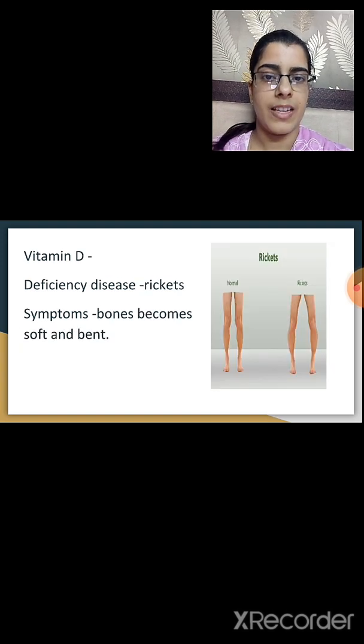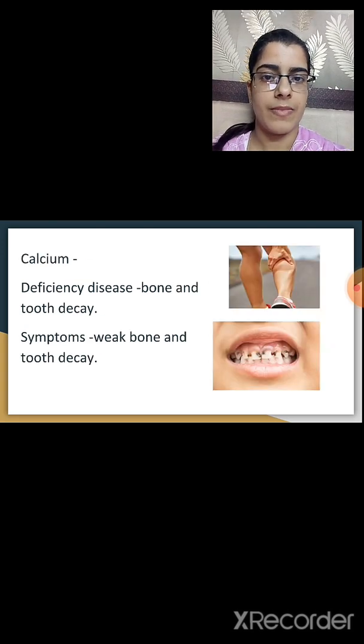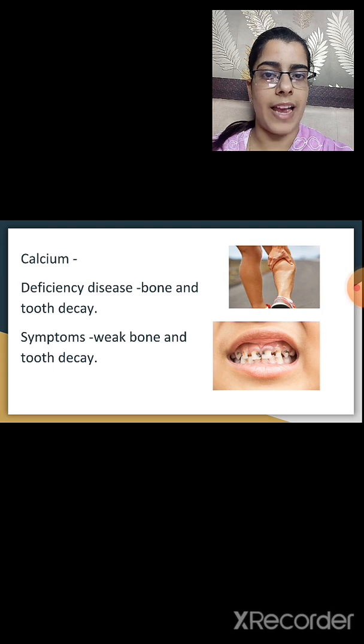Then deficiency of vitamin D will lead to the disease known as rickets. Symptoms are bones become soft and bend. The bones will become soft and the bones will bend. The deficiency of calcium will lead to bone and tooth decay. What are the symptoms? Weak bone and tooth decay. The bones will get weak.